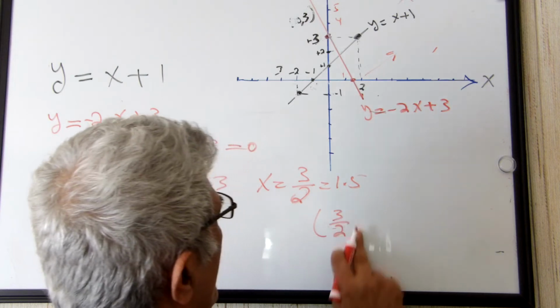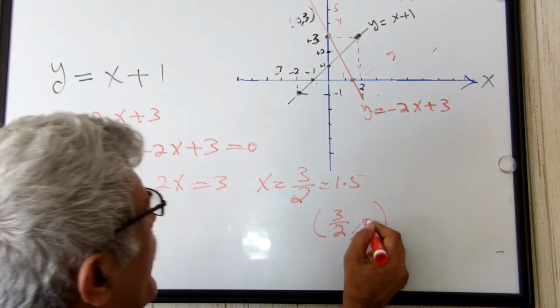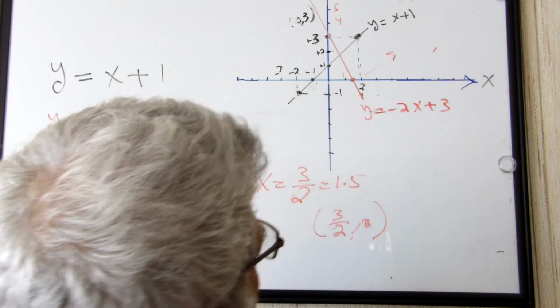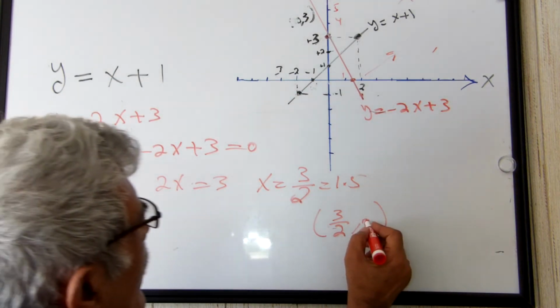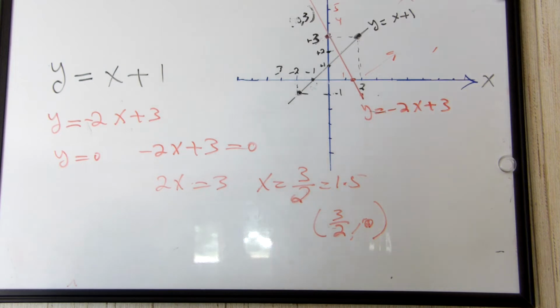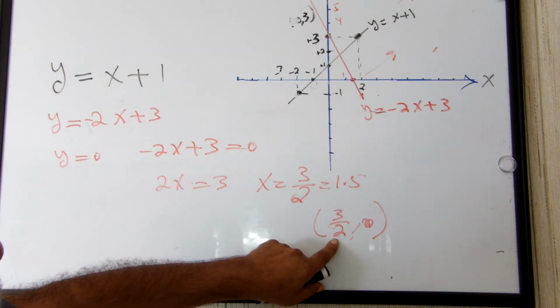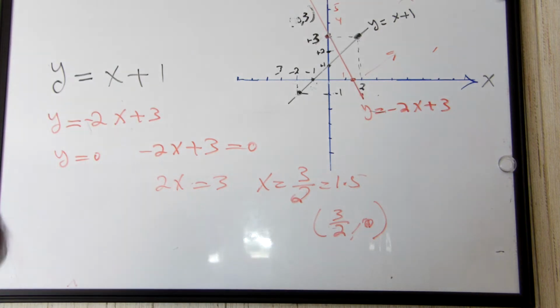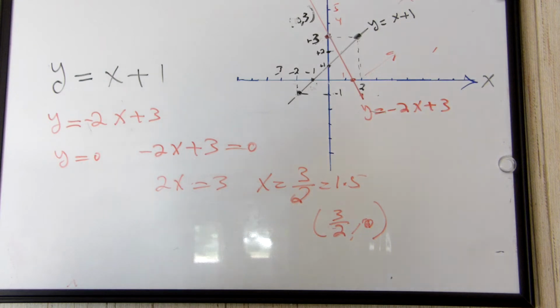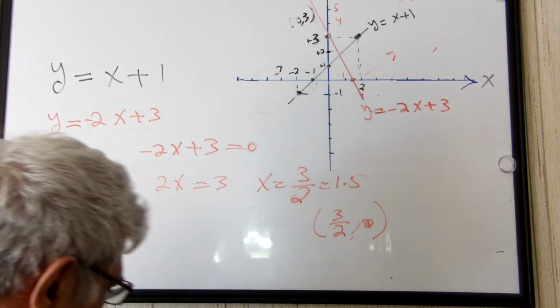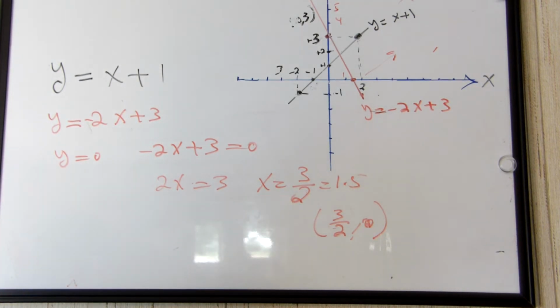Usually we write it this way. And y is 0, because the point is exactly on the x-axis. So the intersection is at x equal to 3 over 2, which is 1.5. And let's find the point of intersection of these two.